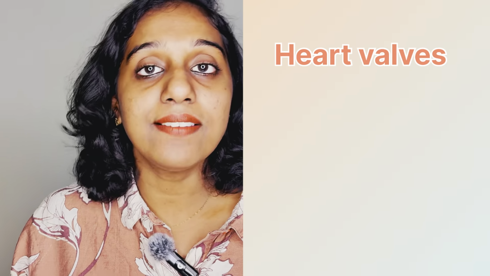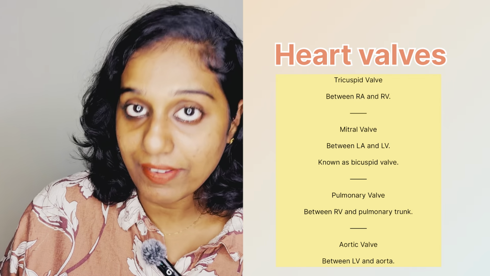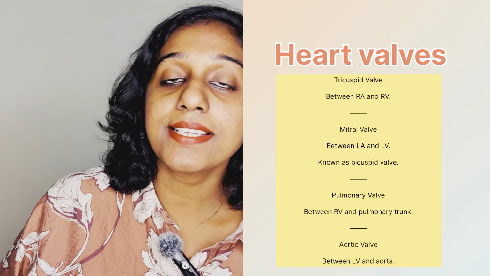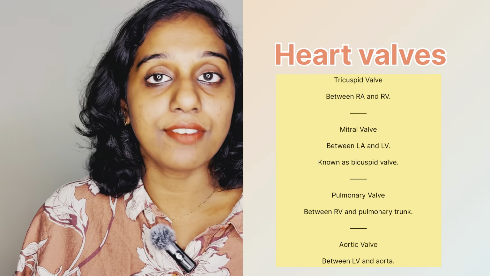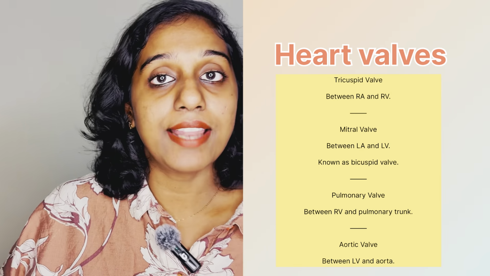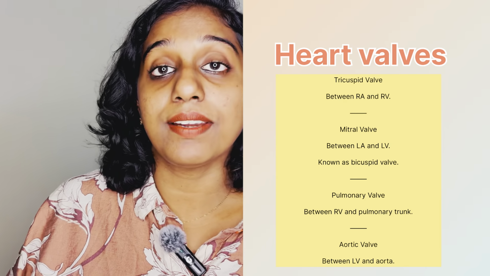Next is heart valves: tricuspid valve, bicuspid valve or mitral valve. Tricuspid valve is between right atrium and right ventricle. Bicuspid valve is between left atrium and left ventricle. Pulmonary valve, which is between right ventricle and the pulmonary trunk. Aortic valve, which is between the left ventricle and aorta.